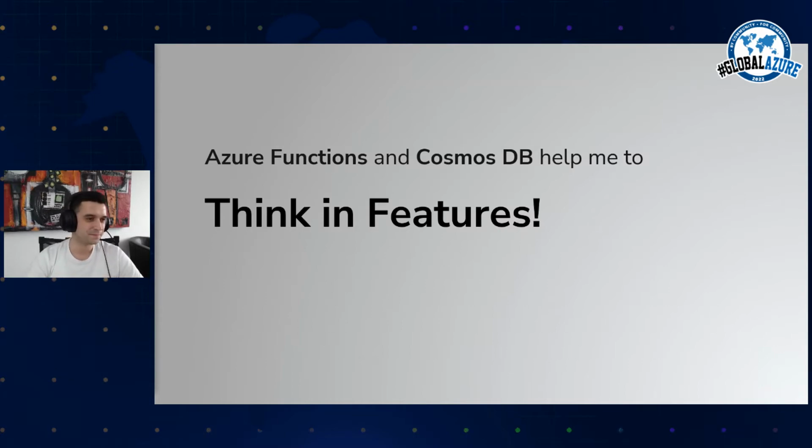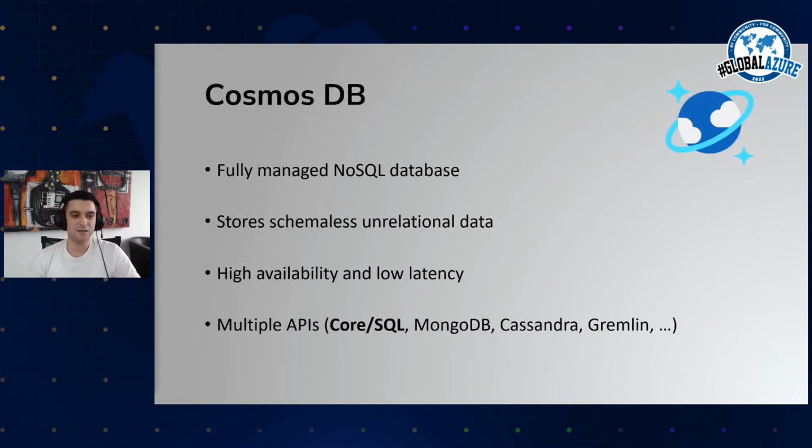short introduction. Cosmos DB is a fully managed NoSQL database provided in Azure. It stores schemaless and unrelational data in JSON format. So this means the two JSON documents stored in the same container must not necessarily have the same properties or the same structure at all. When reading through the documentation, you will find out that Cosmos DB really stands for high availability and low latency. And it also provides multiple APIs for communicating with the database.